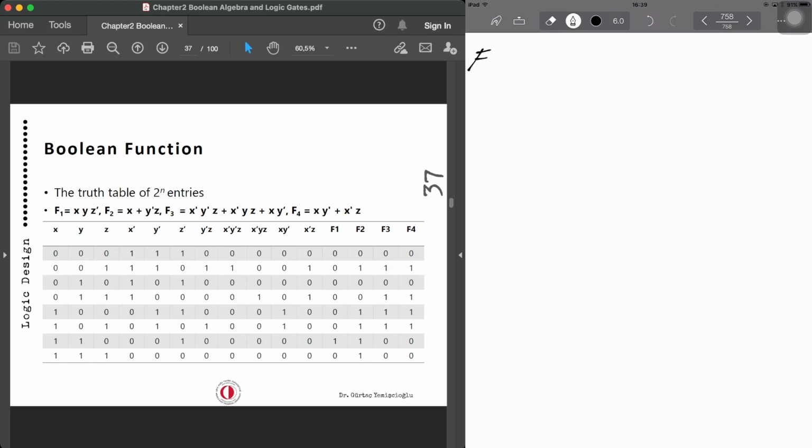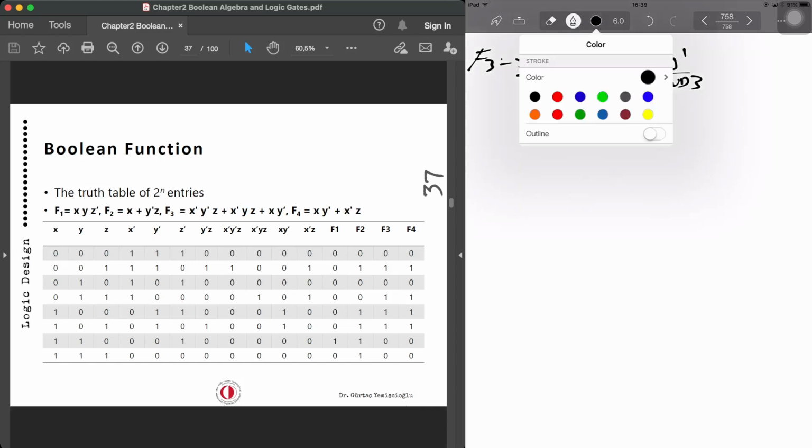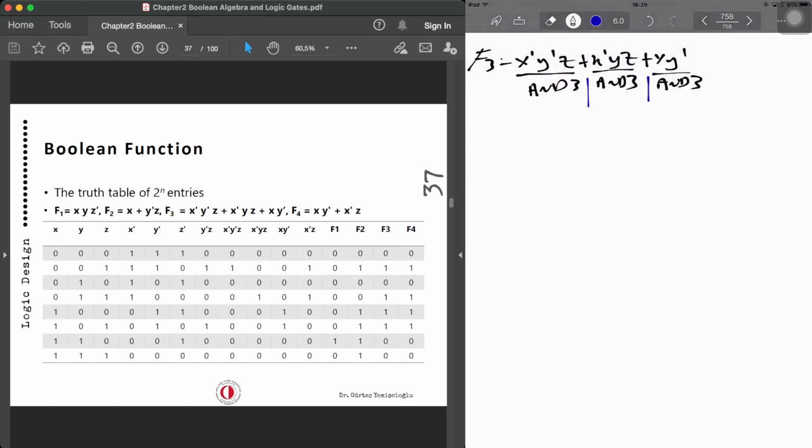So F3 is equal to x prime y prime z or x prime y z or x y prime. Now, when we think about this expression, I have got three inputs over there, three inputs over there, and two inputs over there. This is an AND gate with three inputs, an AND gate with three inputs, and they are all combined with an OR function with three inputs.